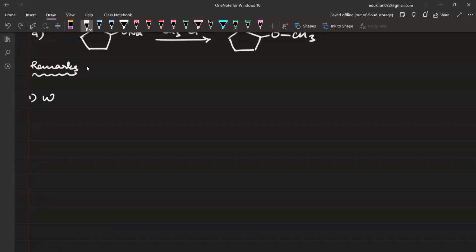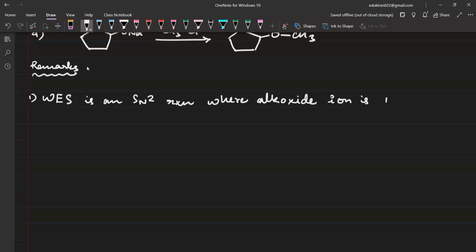First point: the Williamson ether synthesis is an SN2 reaction where the alkoxide ion is the nucleophile and the haloalkane is the substrate. ठीक है, ध्यान रखिएगा, न्यूक्लियोफाइल कहाँ अटैक कर रहा है, haloalkane में.